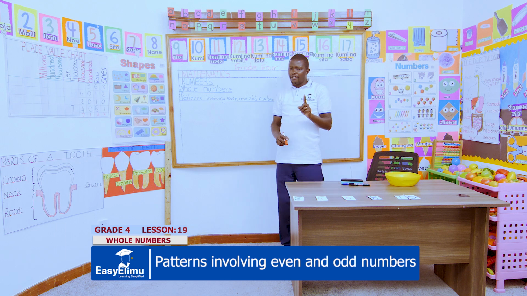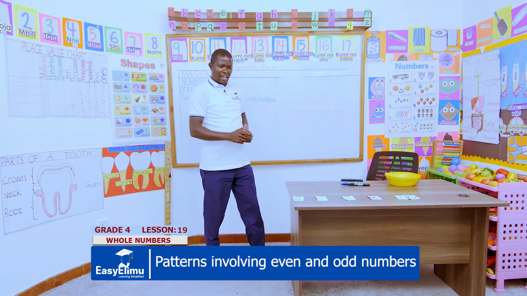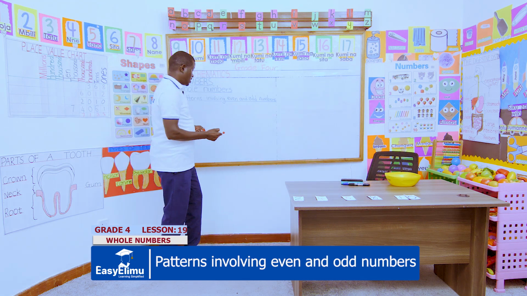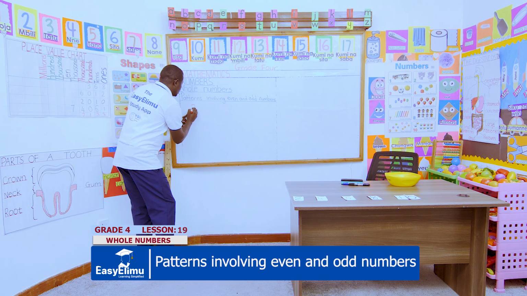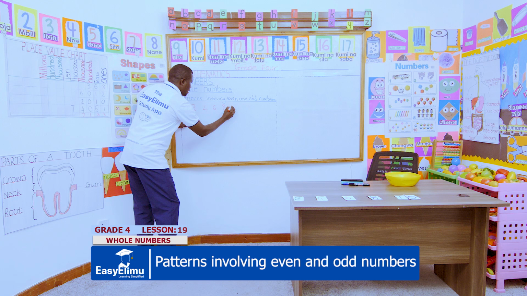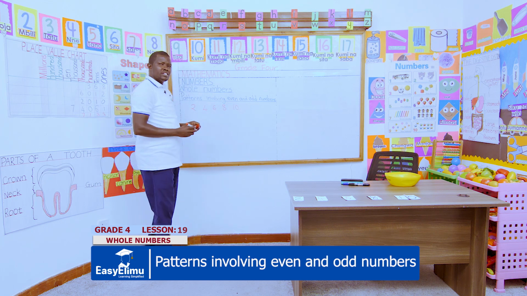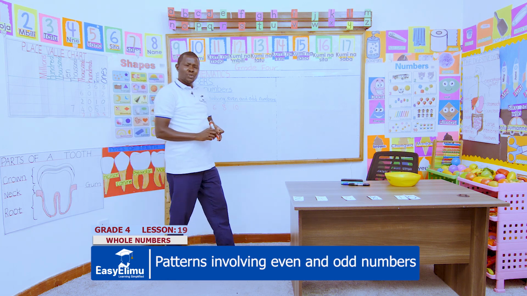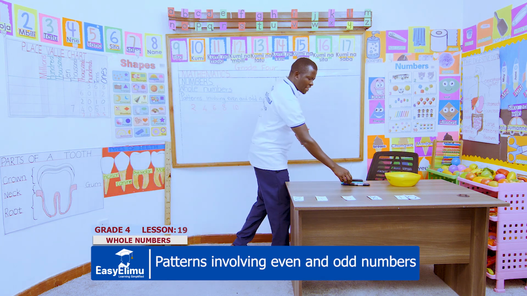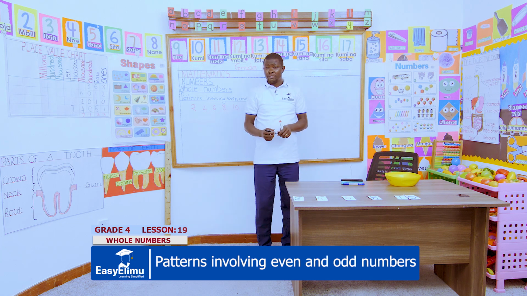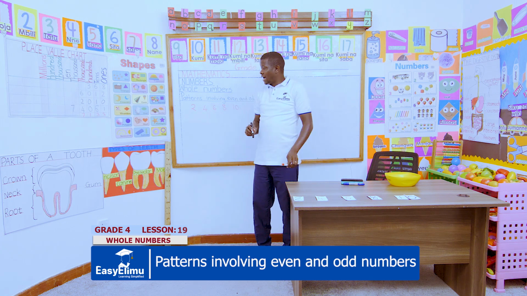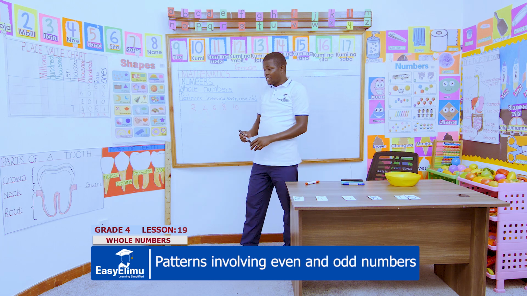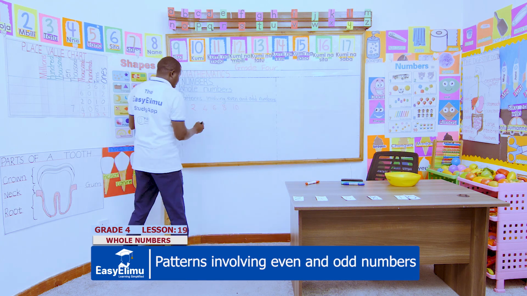Class, I want you to identify and tell me the difference. We remain with number 2, number 4, number 6, number 8, and number 10. What difference have you identified, class? From one number to the other, how many numbers are missing? Let us see.